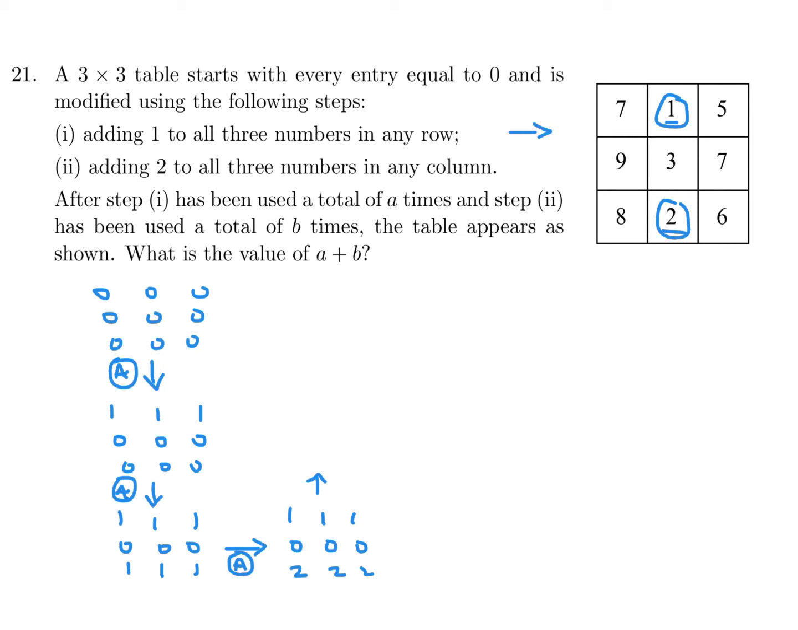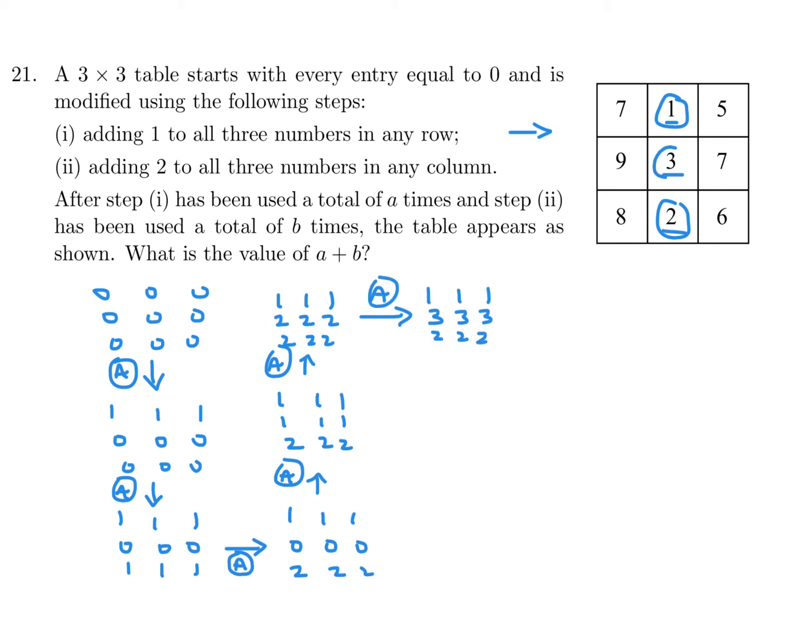Now I've got to concentrate on this 3. So I've got to add 1s 3 times. So it's going to be 1, 1, 1. The other 2 don't change. So that's an A. And then that 1, 1, 1 becomes 2, 2, 2. The other 2 don't change. And then eventually another adding 1 makes it a 3, 3, 3. Okay, now I have completed the middle column.